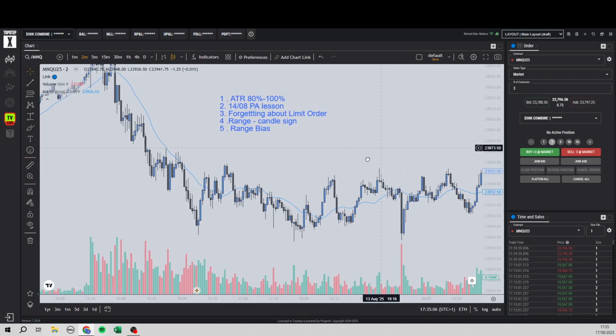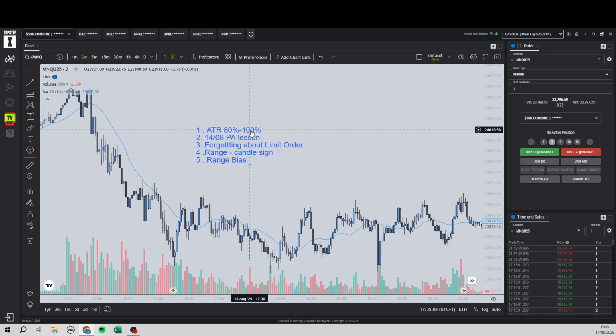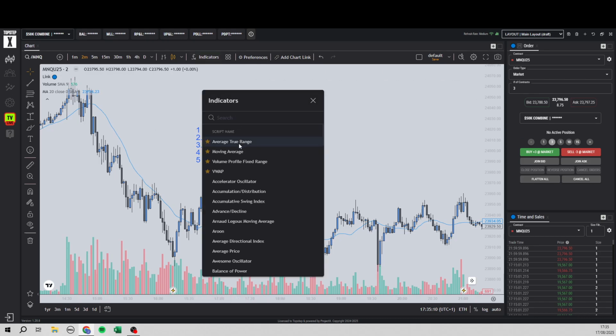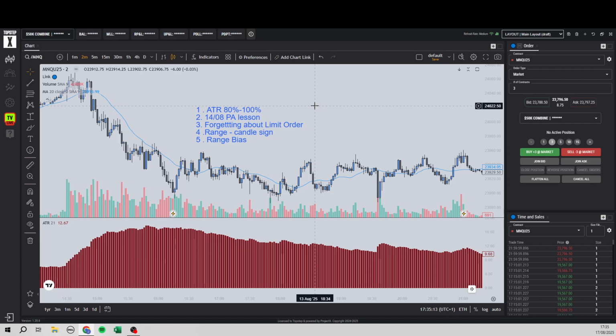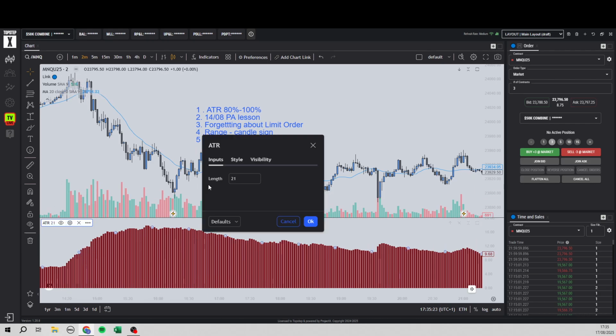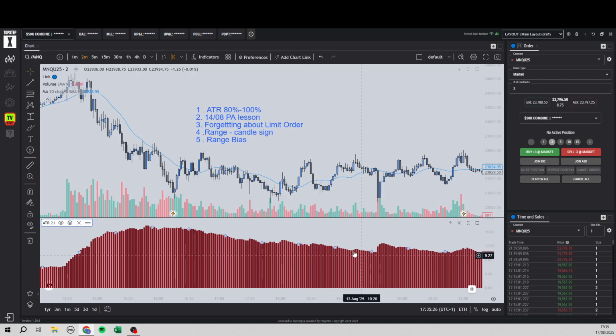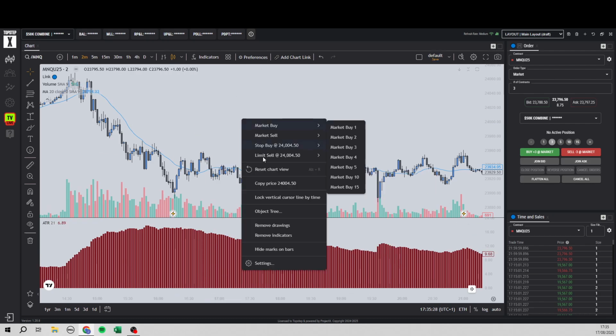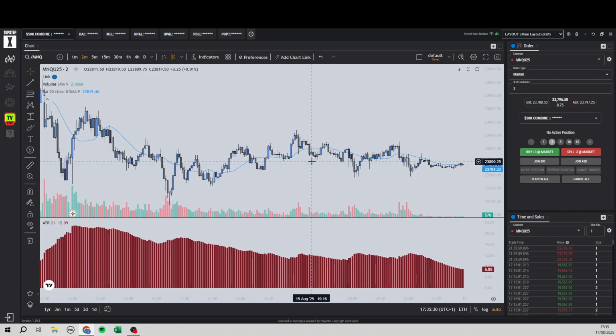Right, that's that. And then number one, ATR 80 to 100%. What is ATR? ATR is the average true range. This just shows you the value of the past 21 candles, or however many you set. I've set 21. So right now we're viewing the average true range of the past 21 candles, right?